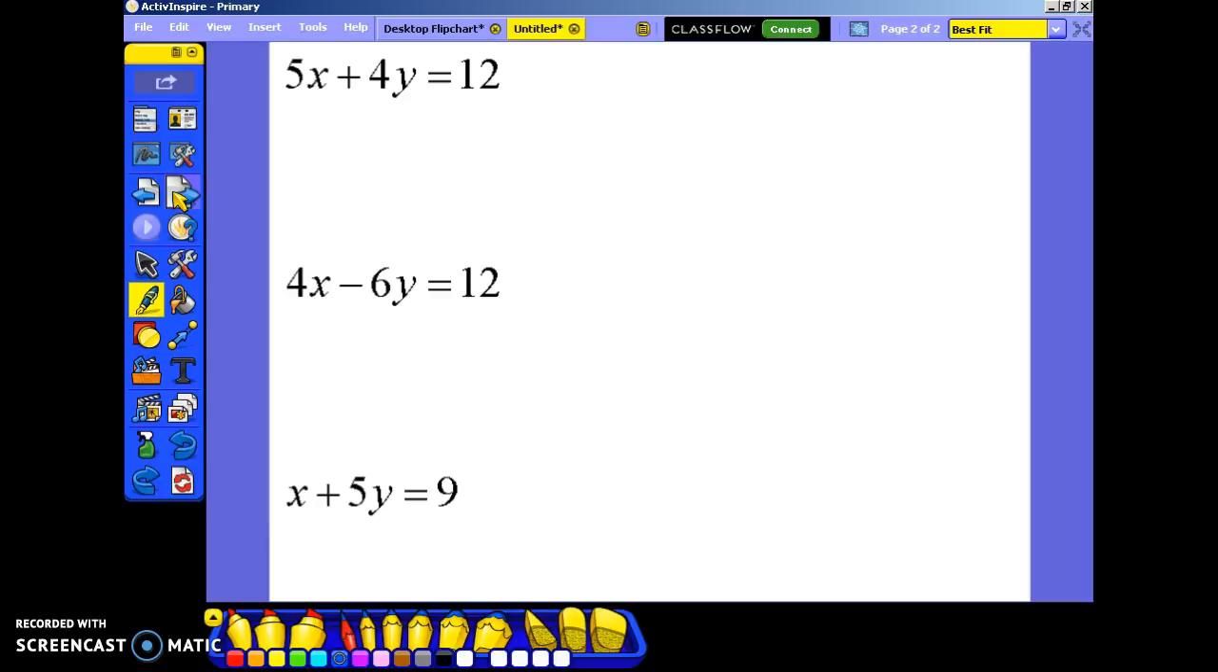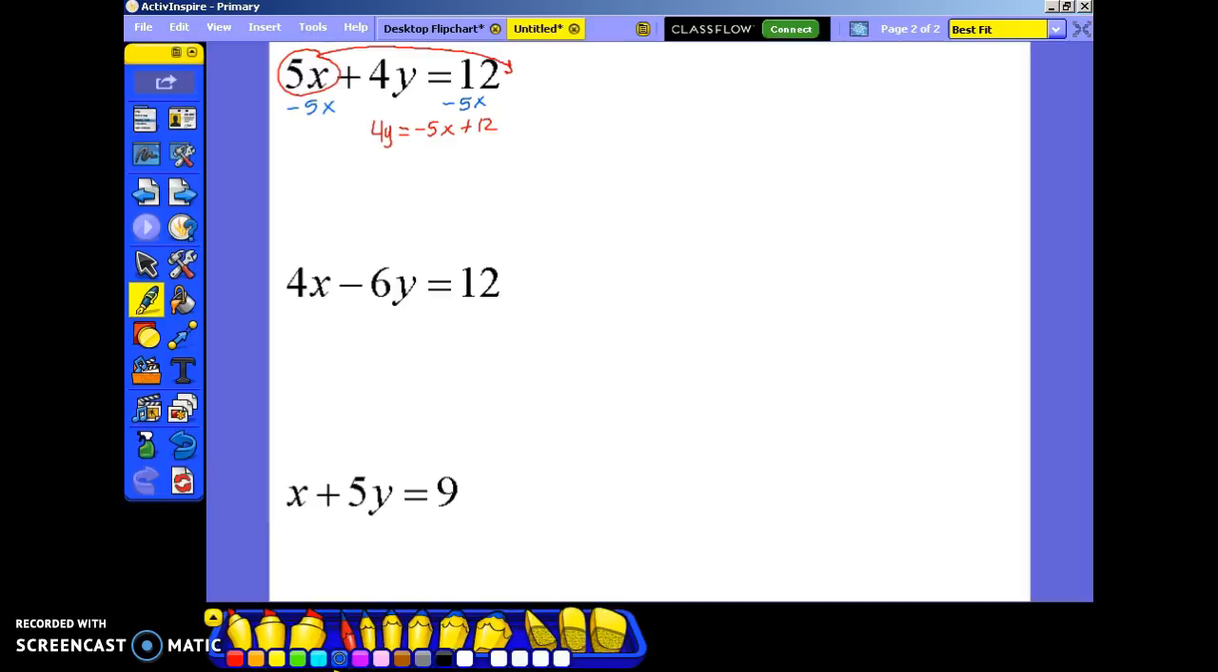Alright, let's look at these. For the first one, I want to move 5x to the other side. So in order to do this, you should have subtracted 5x from both sides. That would leave you with 4y equals negative 5x plus 12.